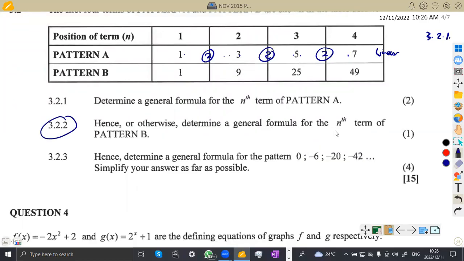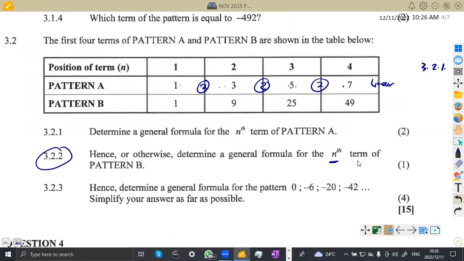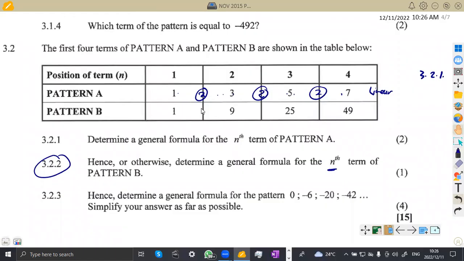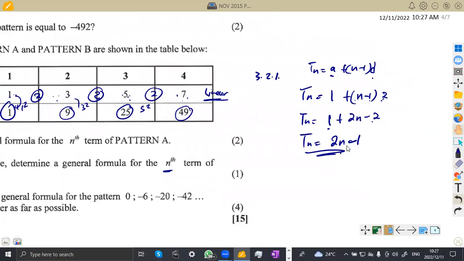Hence or otherwise, the general formula of the nth term of pattern B. All right, what is happening on pattern B, guys? Okay, this is what is happening. For the value of n that we get here, we have a 1. The first one gives us a 1, this is 3, and this is 9. 5, this is 25. 7, this is what is happening, guys. We can see 1 was being squared. It was 1 squared. This was 3 squared. This was 5 squared. Whereby the 1, the 3, the 5, the 7 is the one that we said is a linear pattern, which is the one that is given by 2n minus 1.